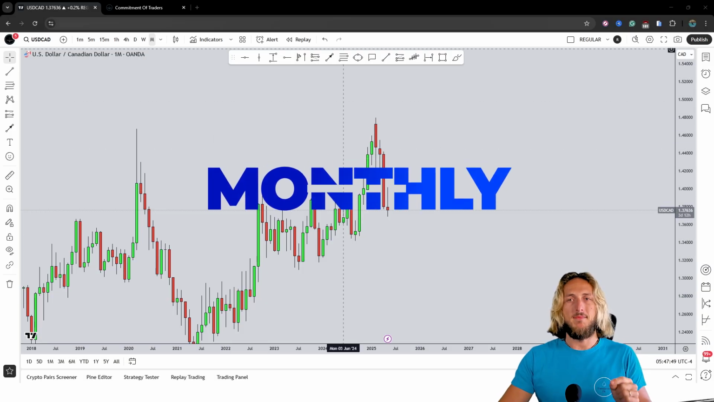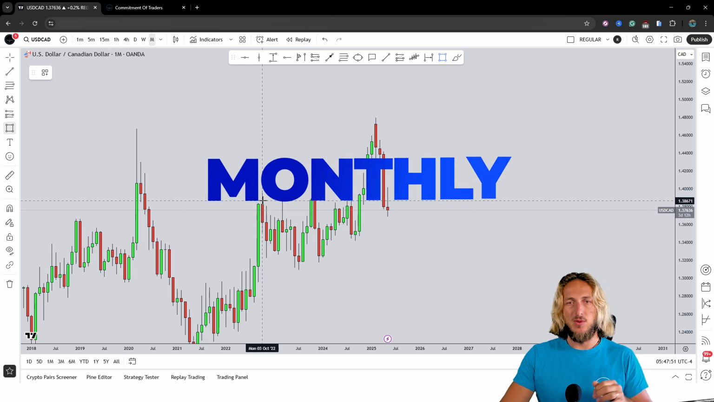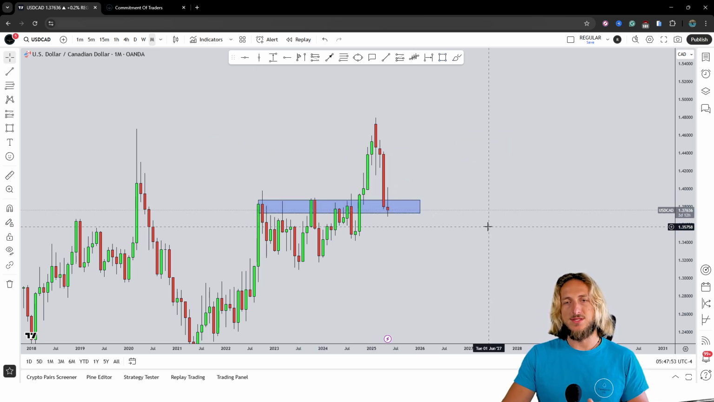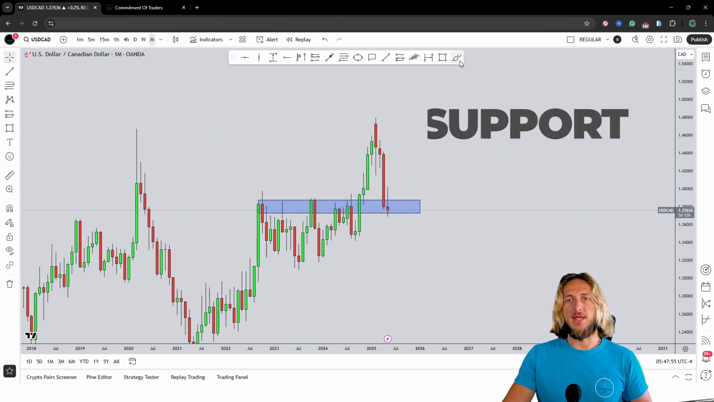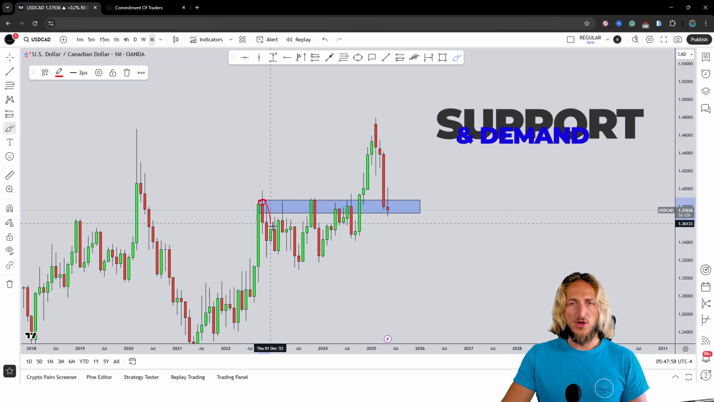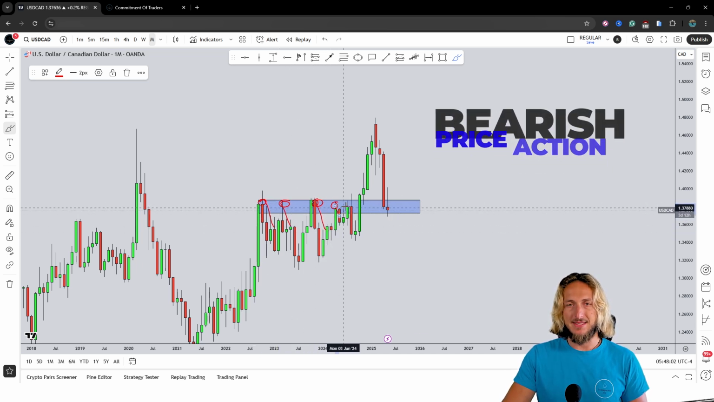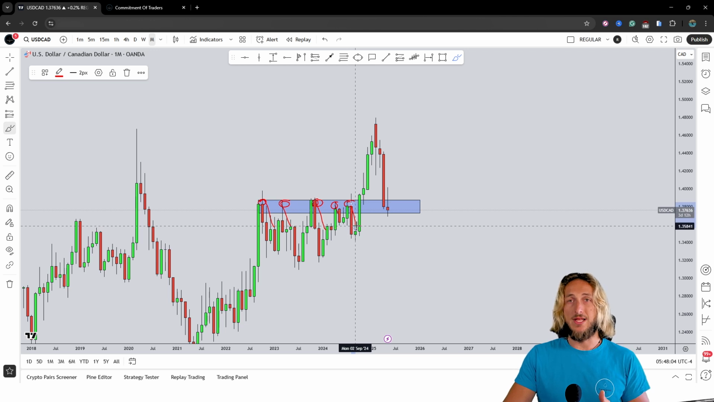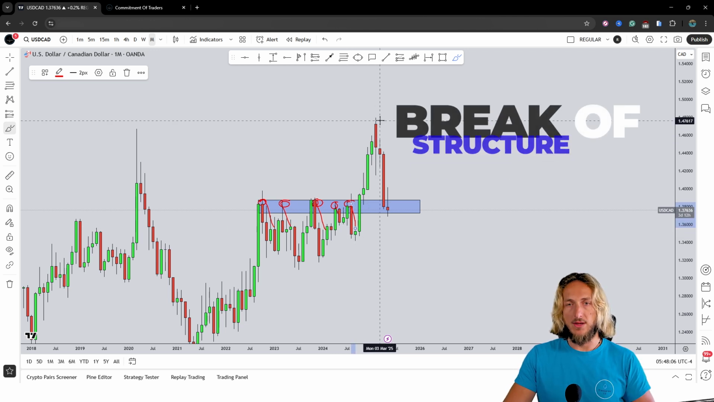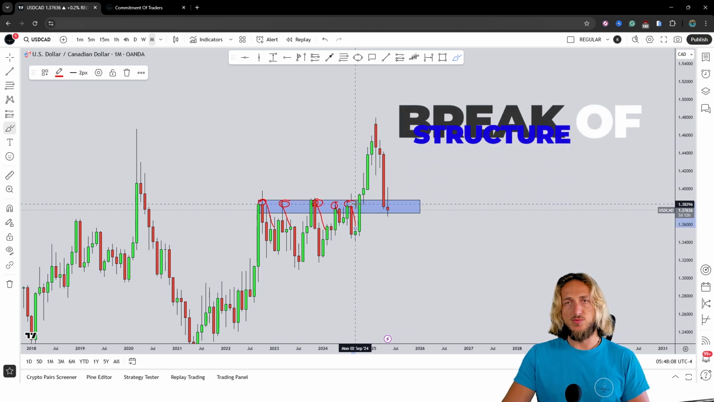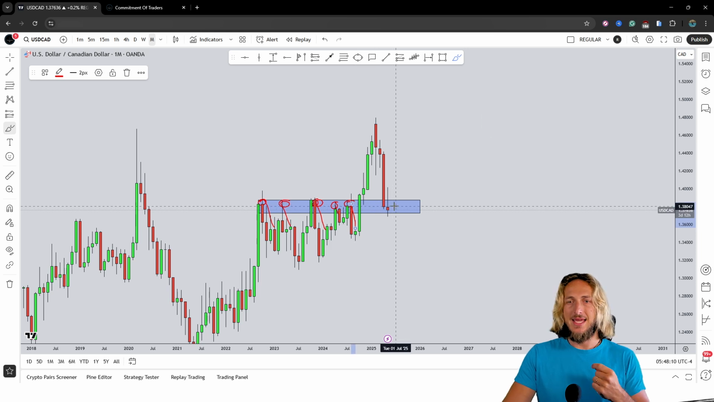Starting here from the monthly time frame, what we can see is that at the moment we have a market which is testing a quite strong monthly demand and support zone. From here, all these previous rejections to the downside were created. Every time the market tested this zone, it rejected it to the downside. Now the market has broken out to the upside. So all this previous historical resistance has now turned into demand and support.